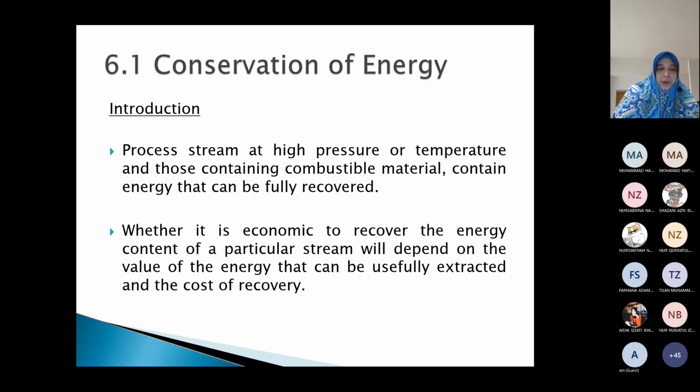Next is about the economics. The purpose is to make sure that you can reduce the cost that you incur in the plant. Energy is the most expensive cost in your plant. If you can recover the energy, then you can save the cost.